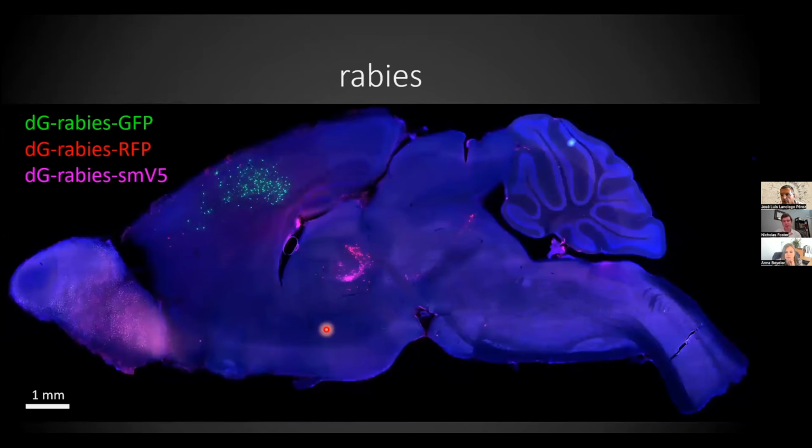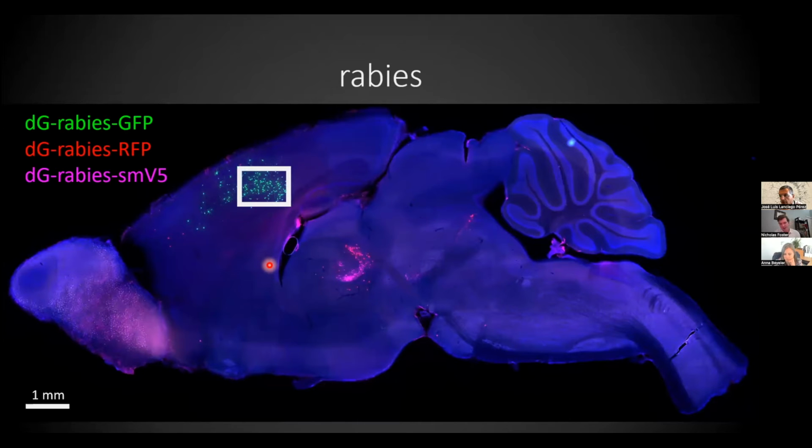So we can look at multiple rabies injections in a single brain. In this case, we made injections of GFP, RFP rabies, and a V5 spaghetti monster rabies. All of these injections are into different parts of the CP. And in this sagittal section, you can't see the injection sites, but you can see some of the labeled cells, the RFP and the V5 neurons here in the thalamus. And up here in the anterior cingulate cortex, you can see some of the green labeled neurons.